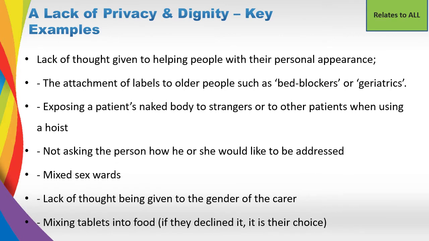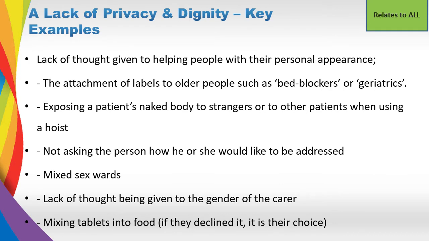So here are some key examples of lack of privacy and dignity. Lack of thought given to helping people with their personal appearance. It's really important that you do help people, and if they're not able to make the right choices, let's say with clothes, you need to help them make the right choice so they look nice. You get to know that person's taste, and you help them with their personal appearance.